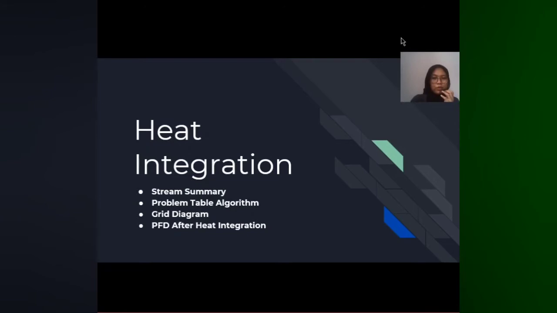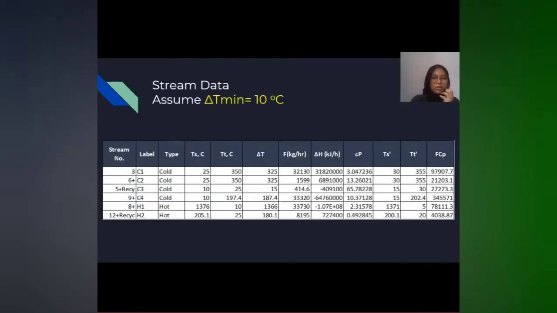Hi everyone, I am Nurul Ain and I will be presenting task 3 for heat integration. First of all, from this stream summary, it can be observed there are 4 cold and 2 hot streams. The mass flow rate and the enthalpy of each stream were obtained from the Aspen stream summary. The CP values can be obtained using the equation CP equals delta H over F delta T. The delta T min is assumed to be 10 degrees C, from which the shifted temperature for each supply and target temperature was obtained.